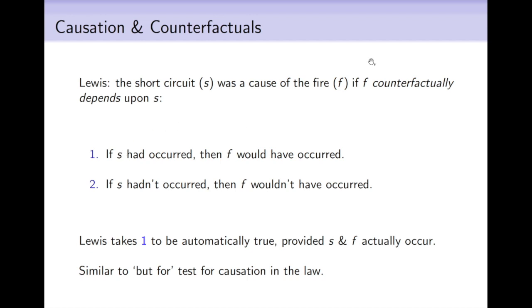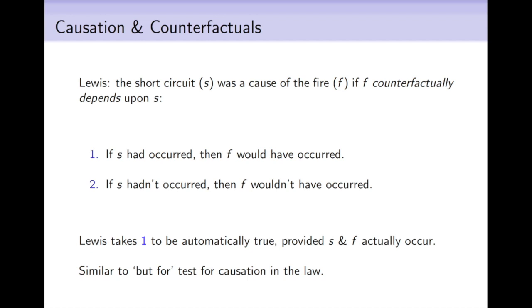Lewis is going to understand the counterfactual dependence of the fire on the short circuit in terms of a pair of counterfactuals or subjunctive conditionals. So the first one says if the short circuit had occurred, then the fire would have occurred. And the second one says if the short circuit hadn't occurred, then the fire wouldn't have occurred, right? So that's what it is, according to Lewis, for the fire to counterfactually depend upon the short circuit.